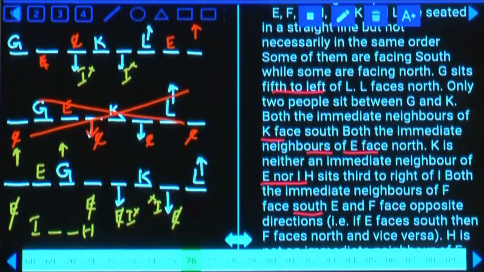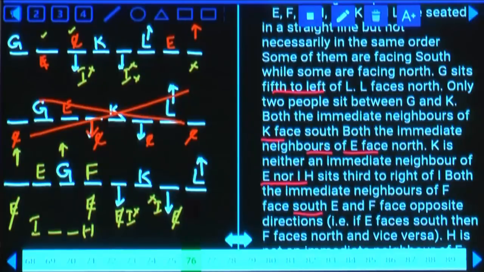Then tell me what is the possibility in the first case? F cannot be at this place and F cannot be here. Where should this F be? Both the immediate neighbors of F are facing south. Hence F can be either at this place or at this place. There are 2 possibilities. E and F face opposite directions, and both the immediate neighbors of F are facing south, hence in this case F must be adjacent to G only.